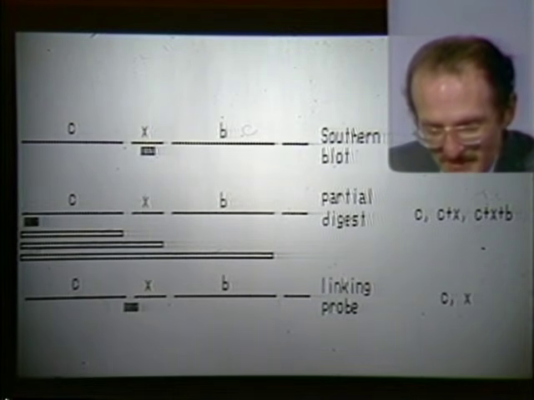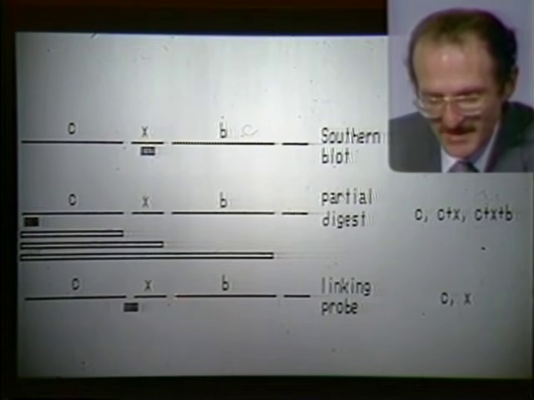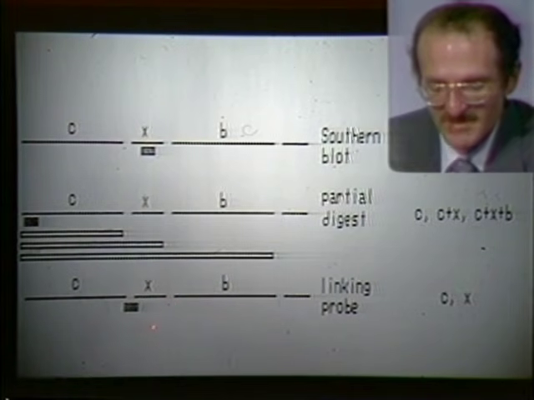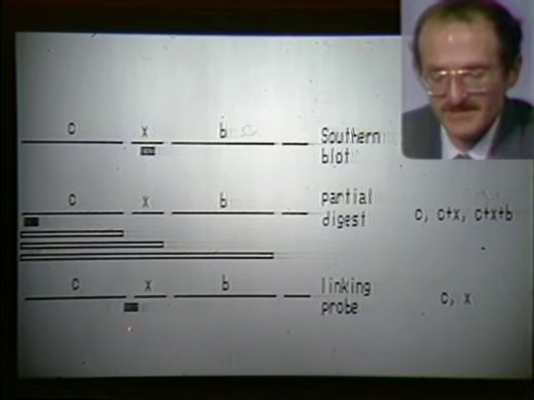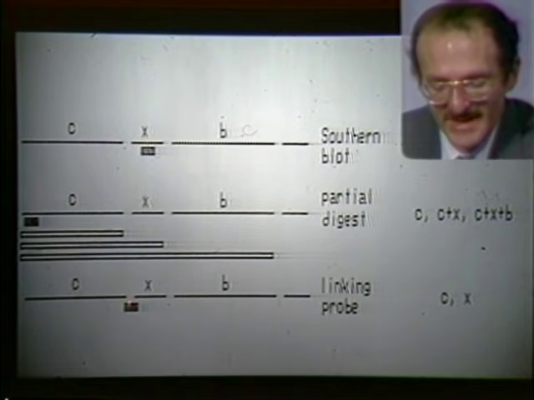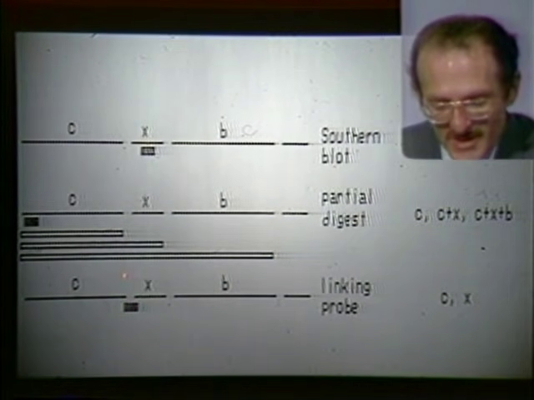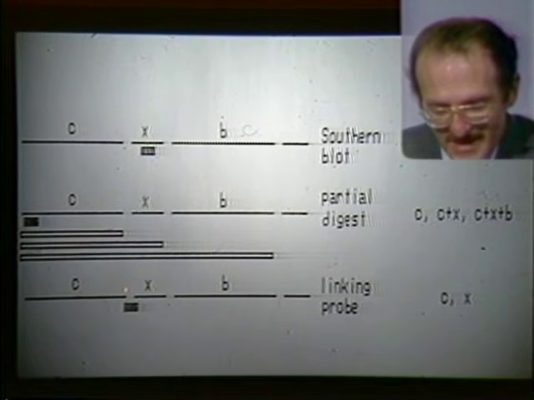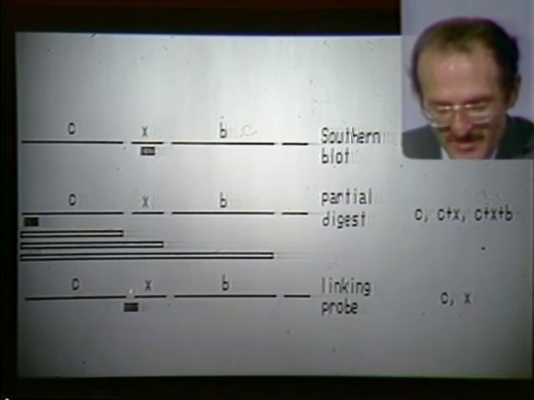So to get around this problem, we've come up with two other methods which are much more powerful. The first of these uses a specialized type of DNA probe called linking probes. Here, by various tricks, you isolate a small piece of DNA that happens to contain the same recognition site that was used by the enzyme in order to cut the whole genome into large fragments. And since that same little site is on this probe, then when used in hybridization, the probe must detect, because it must correspond to, both fragment C and fragment X.